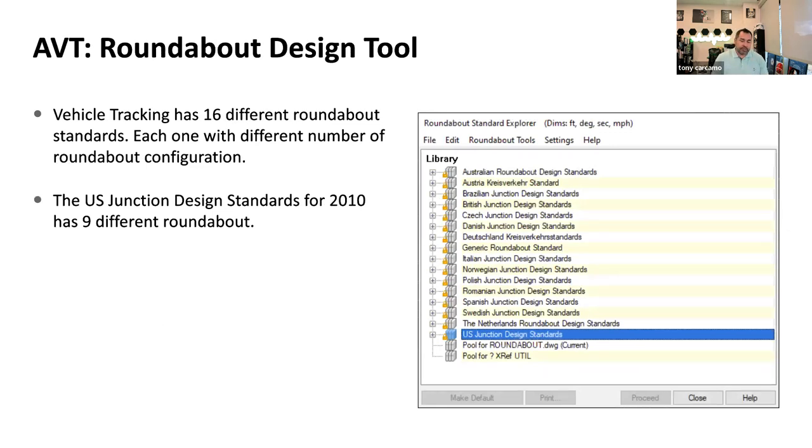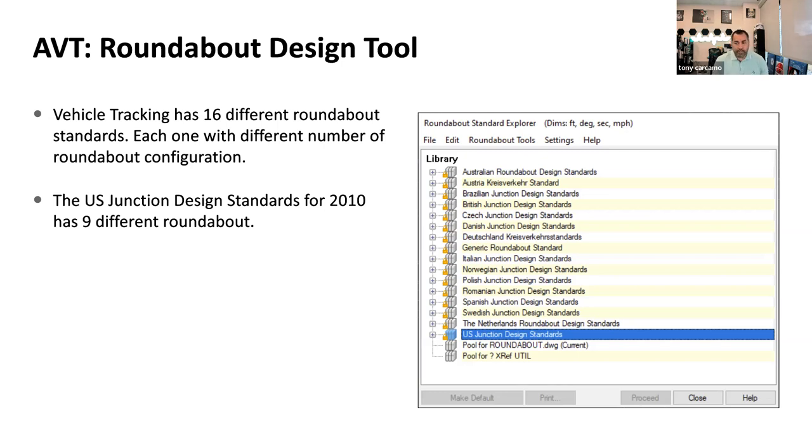Okay, so let's talk about some of the standards in vehicle tracking. When you get into vehicle tracking and open up the settings, you'll notice there are 16 different types of roundabout standards. You've got Danish, British, Australian, Spanish, Romanian, a lot of different standards. And within those standards are the different roundabout configuration styles.